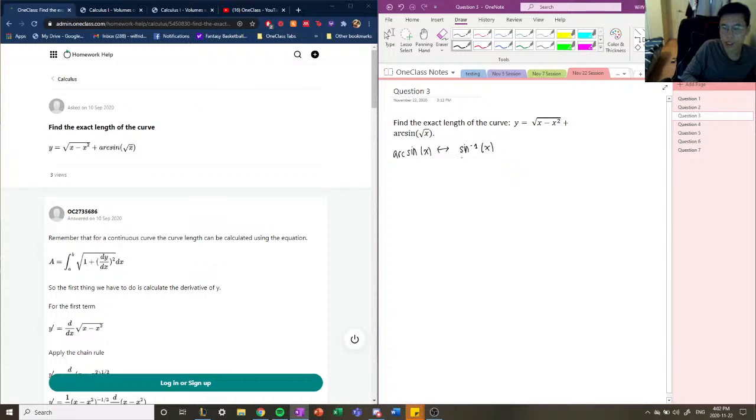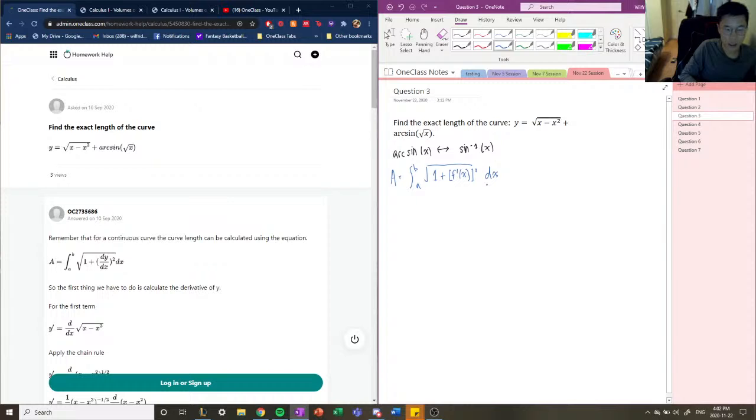So they want us to find the exact length of this curve. So we're going to give ourselves a formula to use to find the length of this curve. And the formula goes like this. The length of the curve, I'm going to write it A, is the definite integral over the interval a to b of the root of 1 plus f prime of x squared. Okay? So this is the formula for finding the exact length of a curve. We're going to apply this formula to this very complicated curve.